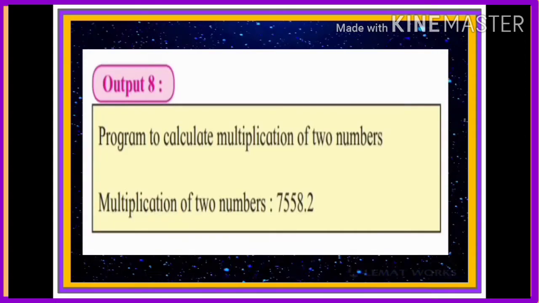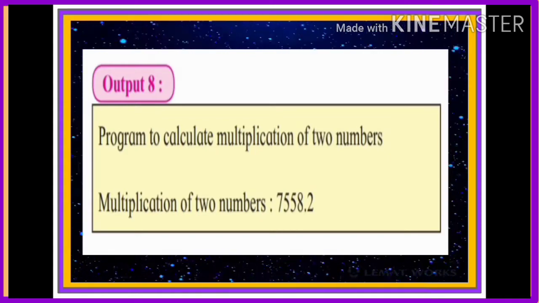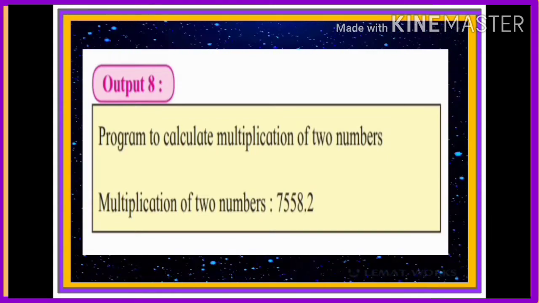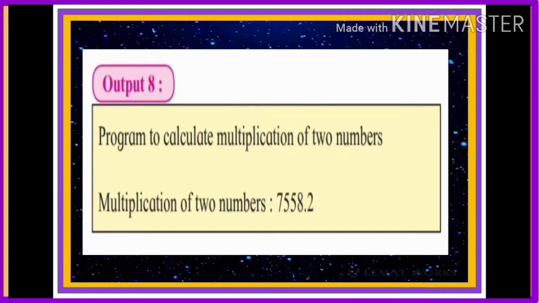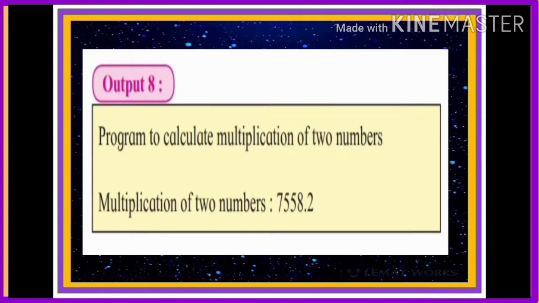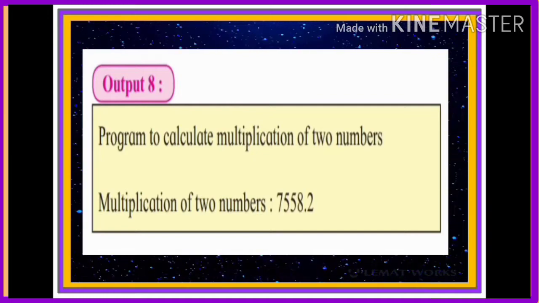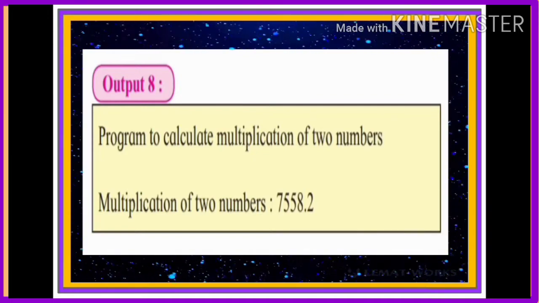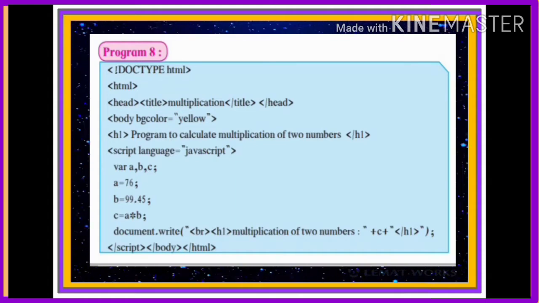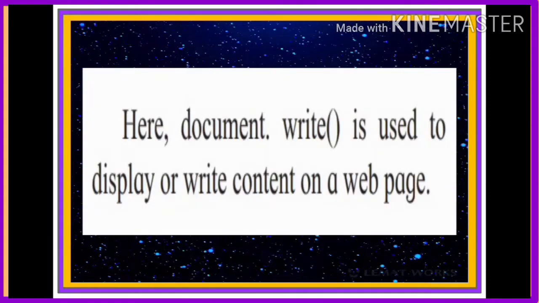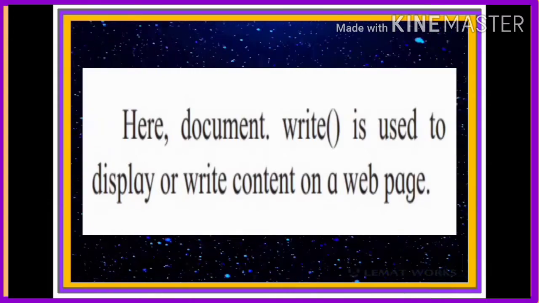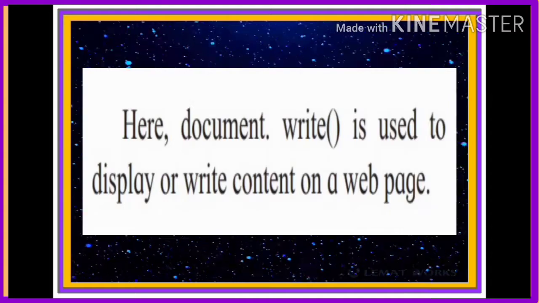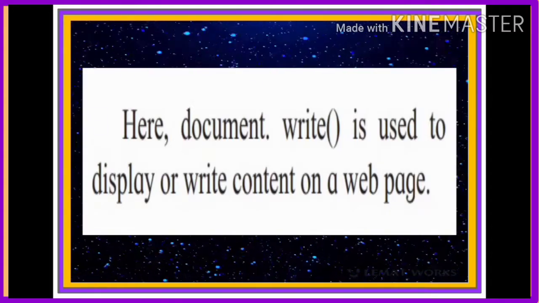Here is the output. Program to calculate multiplication of two numbers. Multiplication of two numbers 7558.2. So this is a final answer. When you write c equal to a multiplied by b, where a equal to 76 and b equal to 99.45. So this is one of the example of arithmetic operator. Which operator? Multiplication operator. Here document.write is used to display or write content on a web page. Document is an object and write is a method of document object to display the message or content.